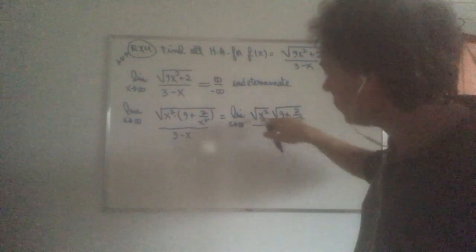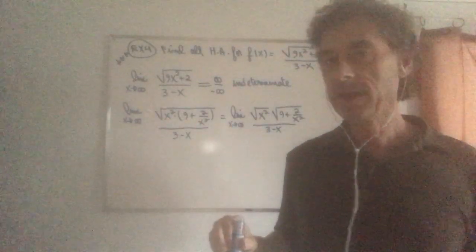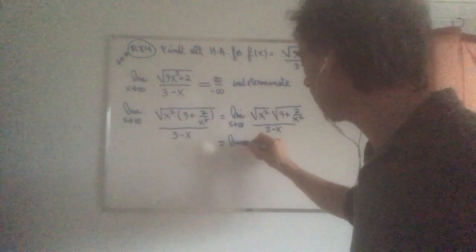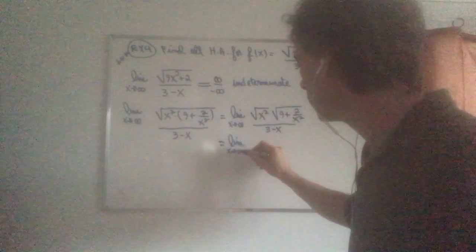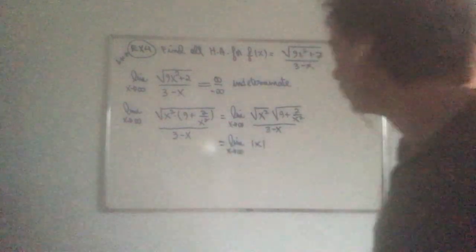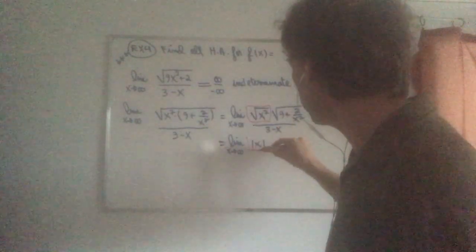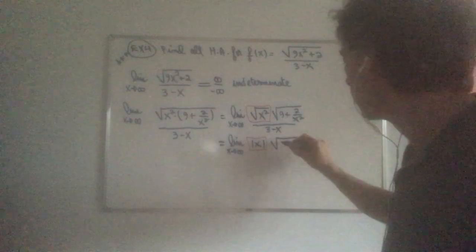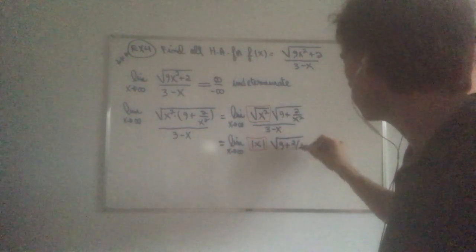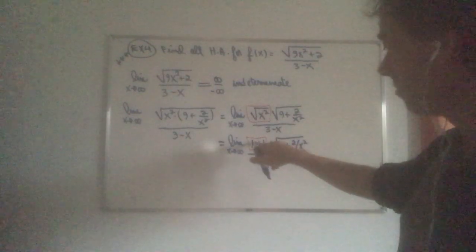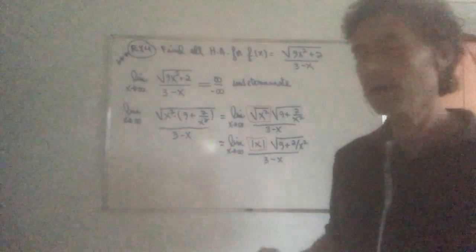Now, the root of x squared, what do you remember this to be? If you answered the absolute value of x, then excellent, good for you. The root of x squared is the same thing as the absolute value of x, times the root of 9 plus 2 over x squared, over 3 minus x. Can I cancel the absolute value of x with x? I cannot. They're not the same.